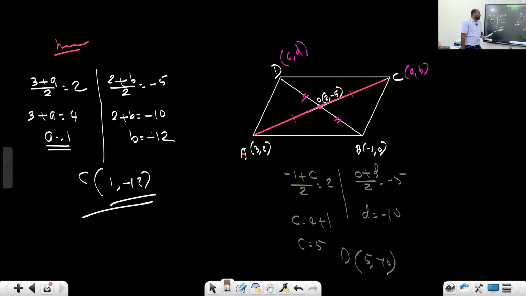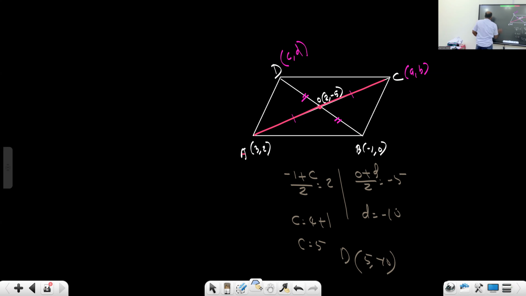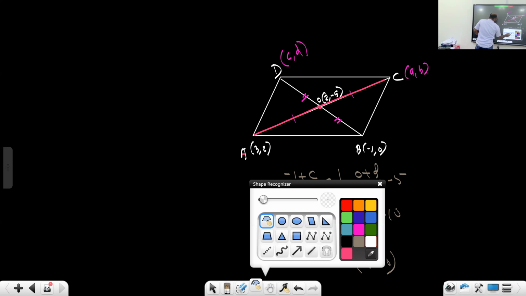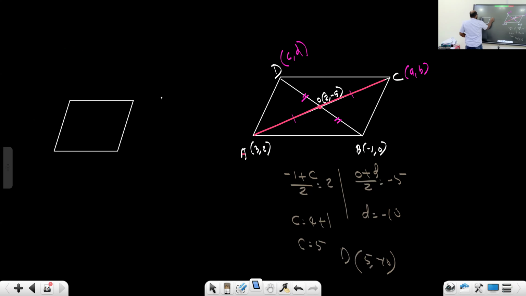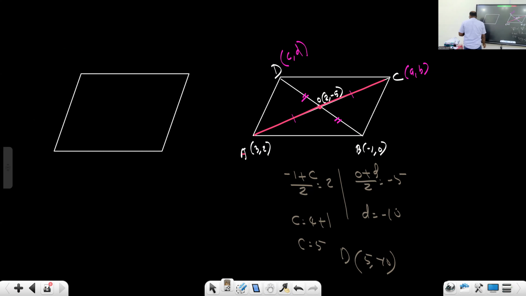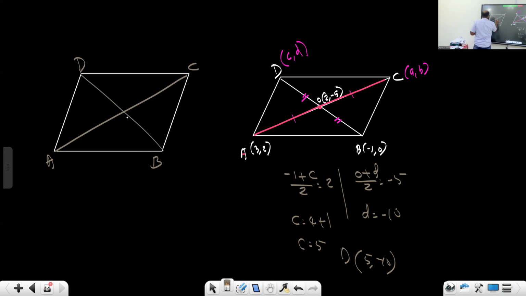Please draw the diagram. 12th question. Again, parallelogram, everyone. Same concept only. Don't use distance formula. Please draw quickly. 12 and 13, same concept only. For the MCQ, I told you a technique also. You have to join this. A is given 3, minus 4. B is minus 1, minus 3.